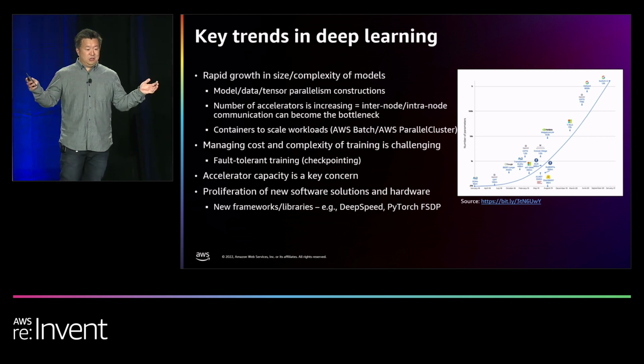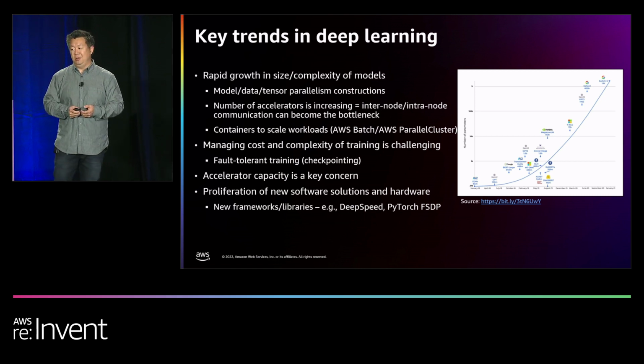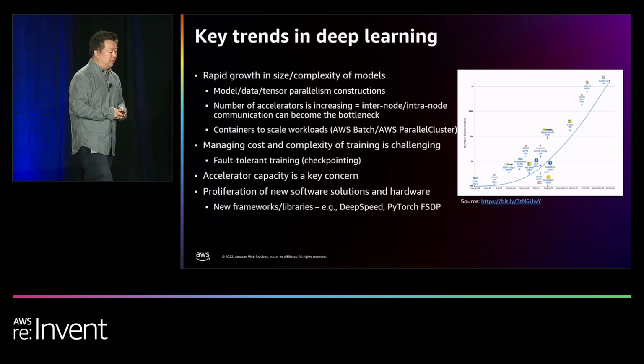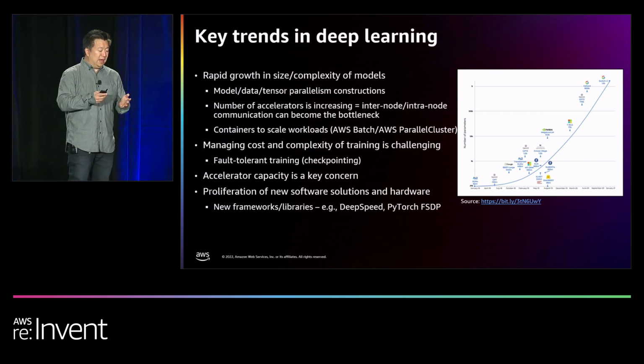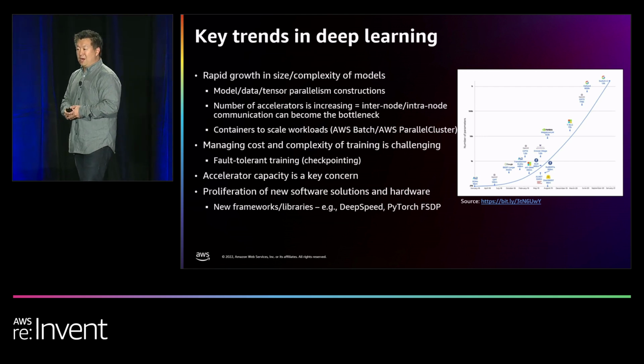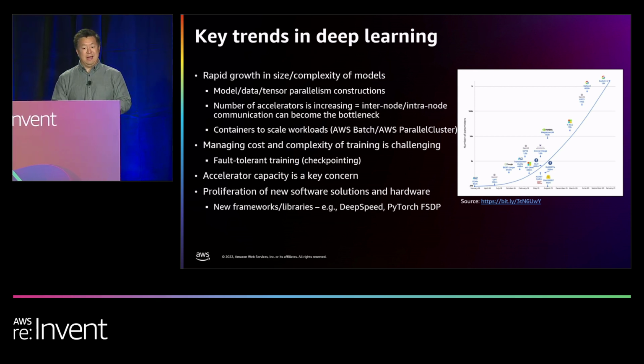But as our clusters grow, it becomes even more important that we take a look at the communication, not only within the accelerators of a single node, but between the nodes participating in that cluster. Another trend that we're seeing is that containers are being used to scale these workloads. Some popular options, and you'll hear this from RJ shortly, include things like AWS Batch.